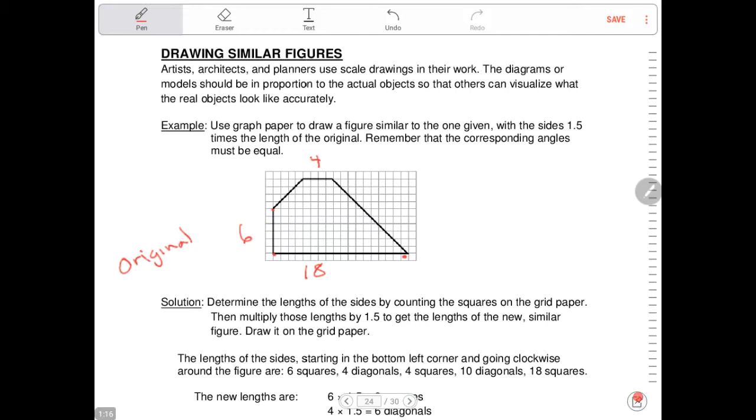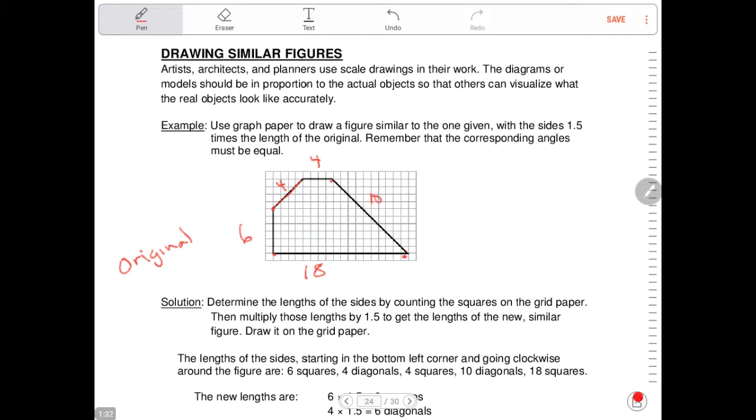You also can measure your diagonals. This diagonal right here is 1, 2, 3, 4. That's 4 diagonal units. And along the right-hand side, this diagonal is 10 units long.